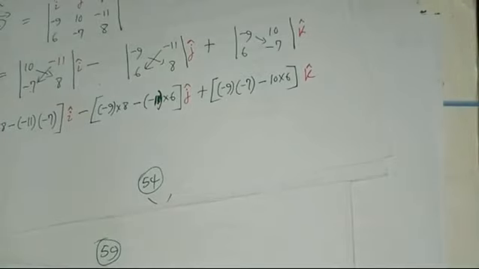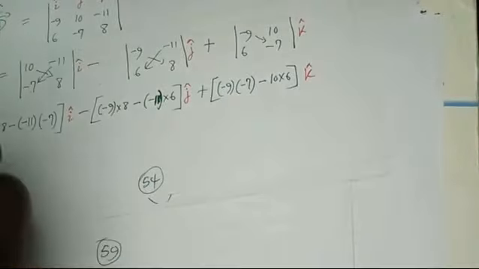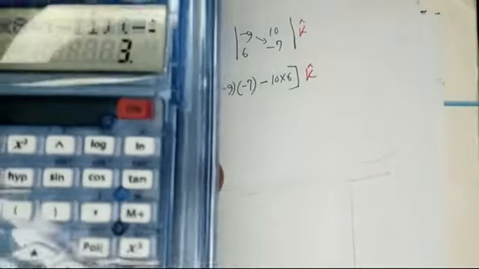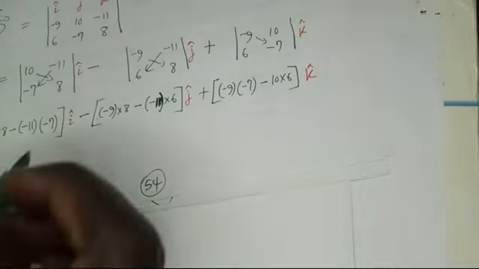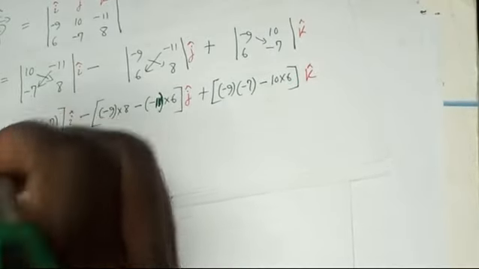Now I bring my calculator. I'm going to simplify the bracket as we did before. 10 times 8 minus open bracket negative 11 close bracket open bracket negative 7 close bracket, and this will give me 3 positive. So I write this is equal to 3 positive, and this is I cap.